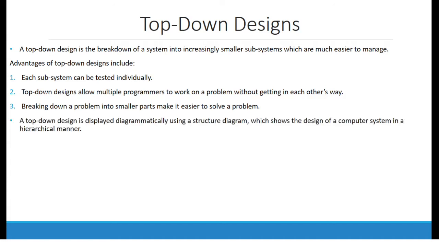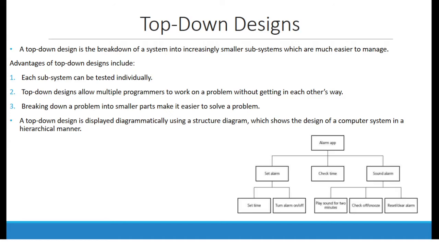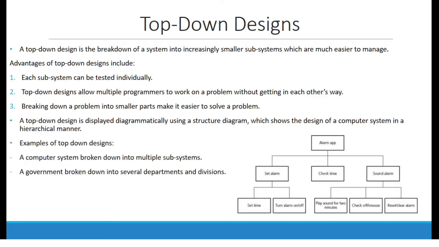A top-down design is displayed diagrammatically using a structure diagram, which shows the design of a computer system in a hierarchical manner. Examples of top-down designs: a computer system broken down into multiple subsystems, a government broken down into several departments and divisions. And on the bottom right, you can see a top-down design of an alarm clock app.